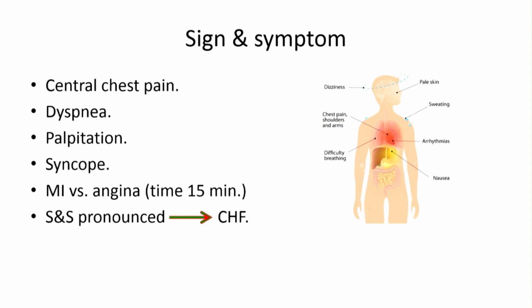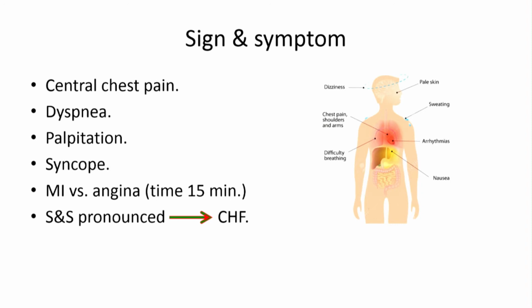Other symptoms are dyspnea, shortness of breathing, palpitation, tachycardia, syncope or loss of consciousness. There are also differences between myocardial infarction and angina regarding the chest pain. In angina pectoris, the pain may last for about 3 minutes, while in myocardial infarction it usually may take 15 minutes. This may be used to differentiate between an attack of angina and an attack of myocardial infarction.